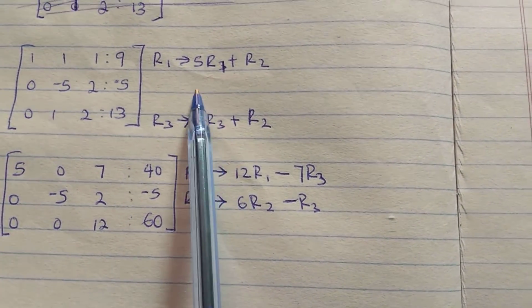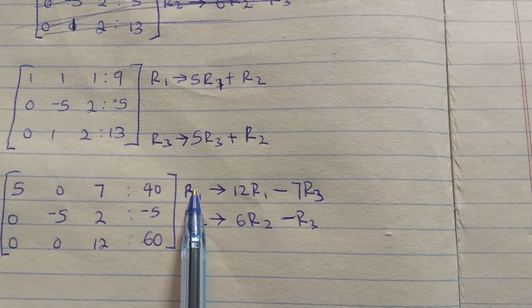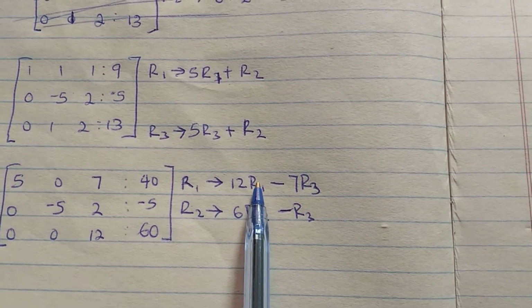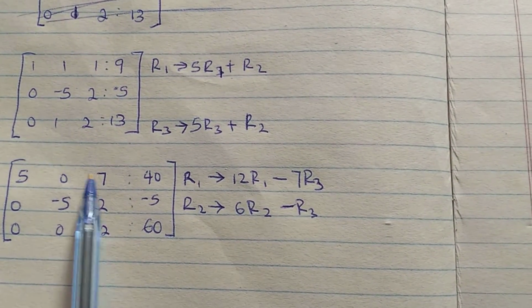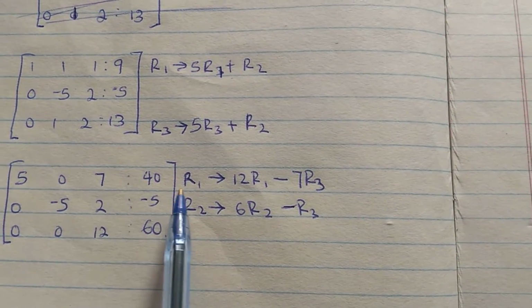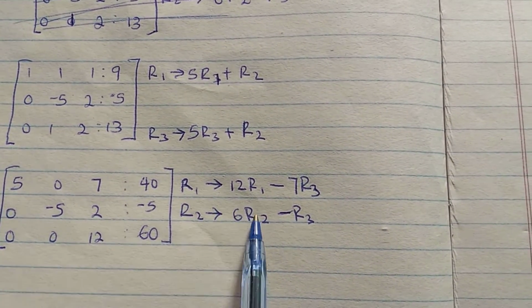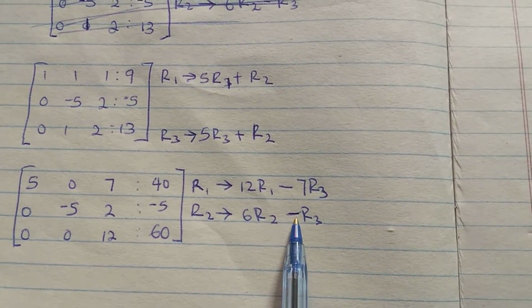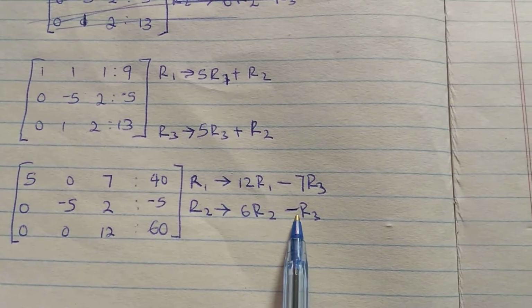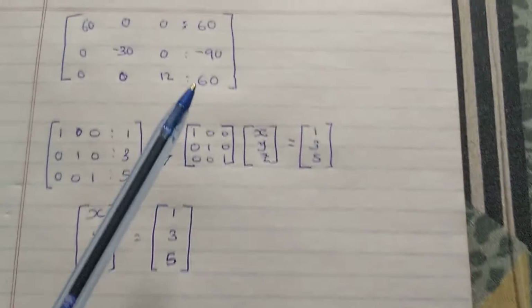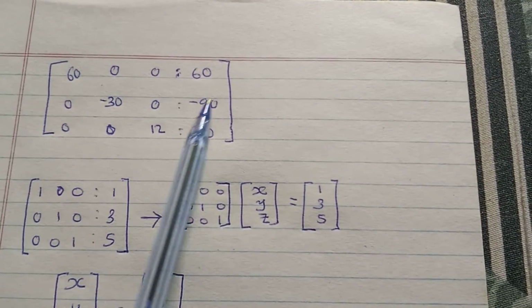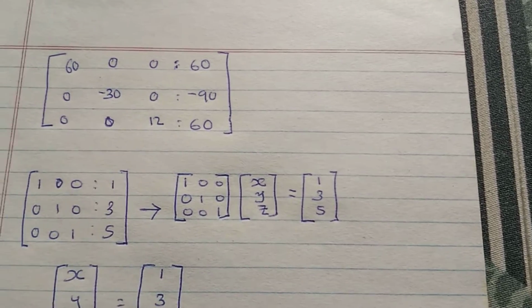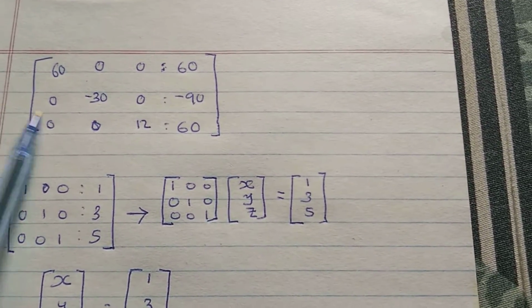Now here we have row 1 being 12 row 1 minus 7 row 3, in order to obtain this one as a 0, then row 2 being 6 row 2 minus row 3. In our next step, we see that we have 60. We have obtained our 3 zeros here and then our 3 zeros here.